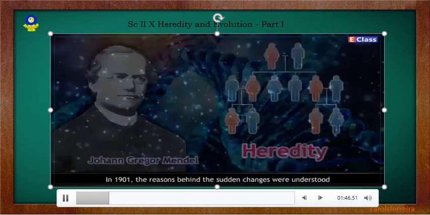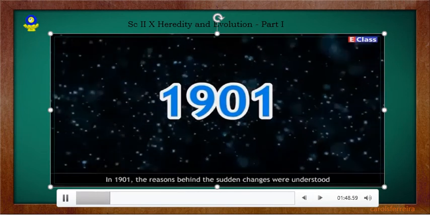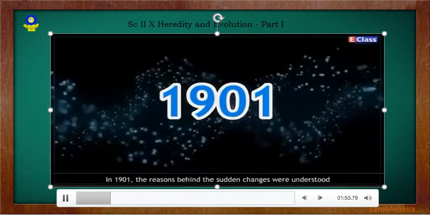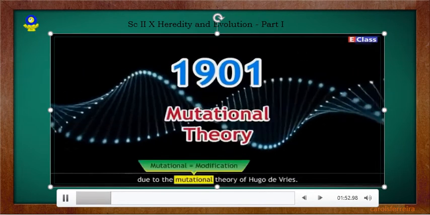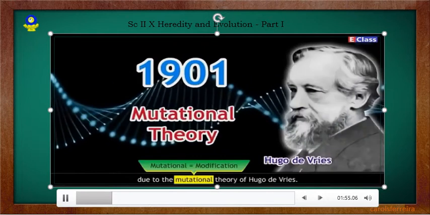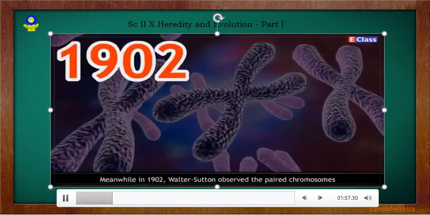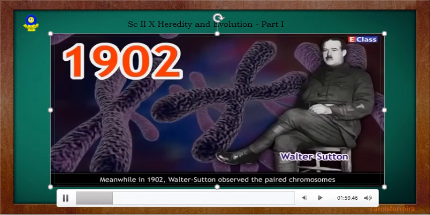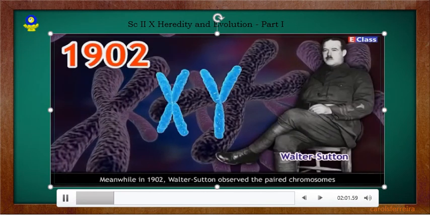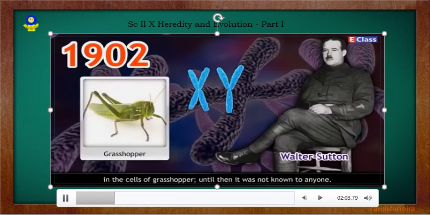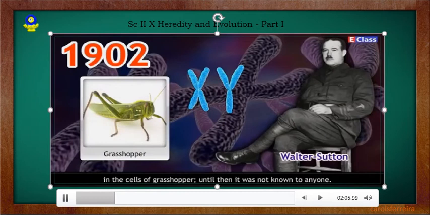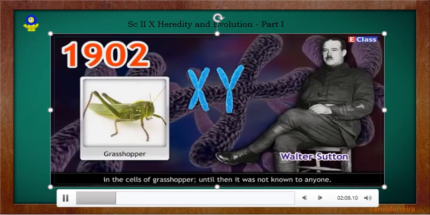In 1901, the reasons behind the sudden changes were understood due to the mutation theory of Hugo de Vries. Meanwhile, in 1902, Walter Sutton observed the paired chromosomes in the cells of grasshopper. Until then, it was not known to anyone.